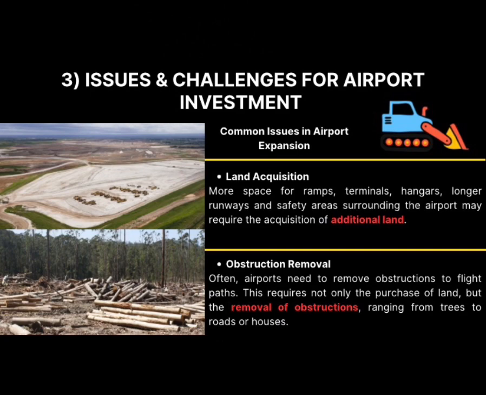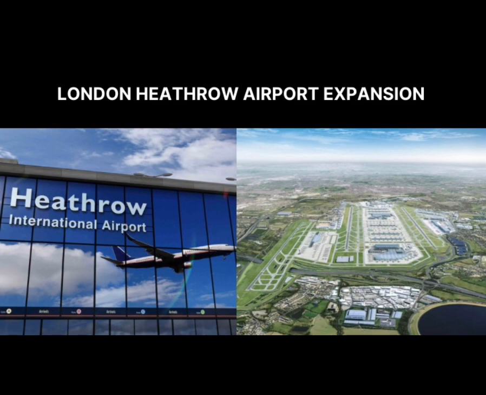Often airports need to remove obstructions to flight paths. This requires not only the purchase of land but the removal of obstructions ranging from trees to roads or houses. For the first example of an airport project, I will talk about Heathrow Airport.